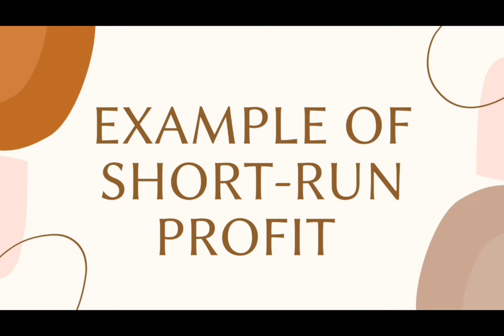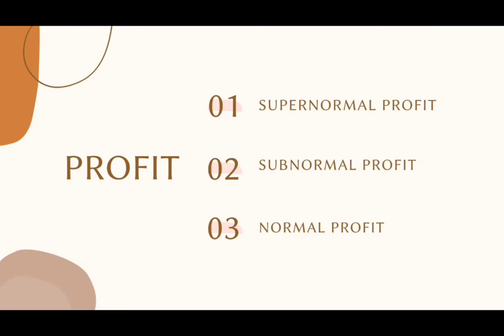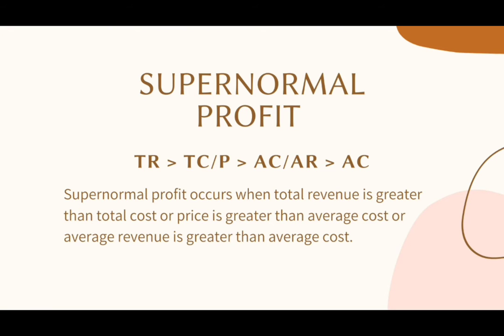I will explain an example of short-run profit based on curves. There are three types of profit. First, supernormal profit. Second, subnormal profit. And third, normal profit. I will describe one example of such profit, which is supernormal profit.